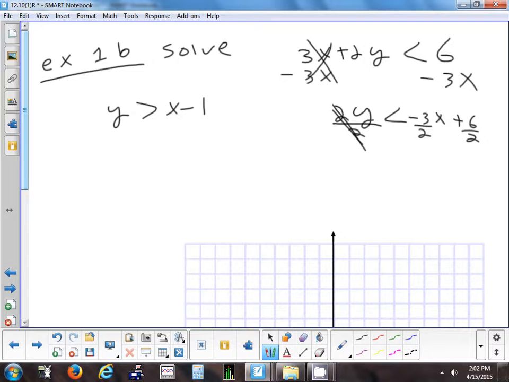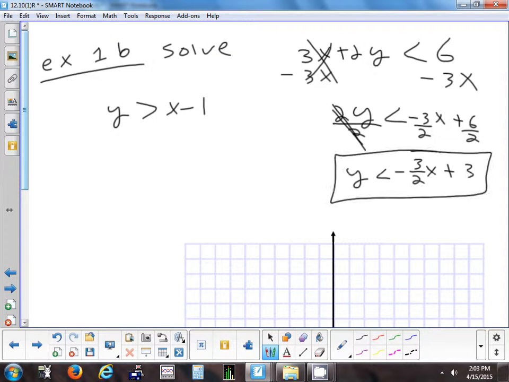Okay, what am I left with? What's my final answer? Sivan, what's my final answer? Y is less than negative 3 over 2 X plus 3. Good. So now we're going to graph that. Now it's just like the last problem.